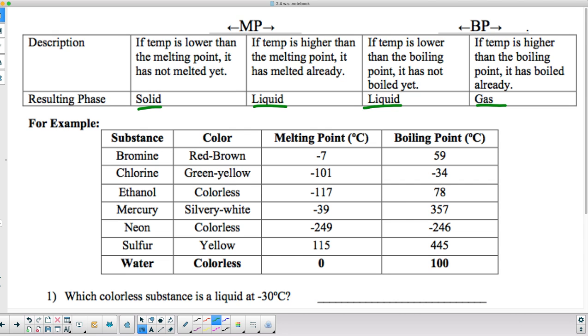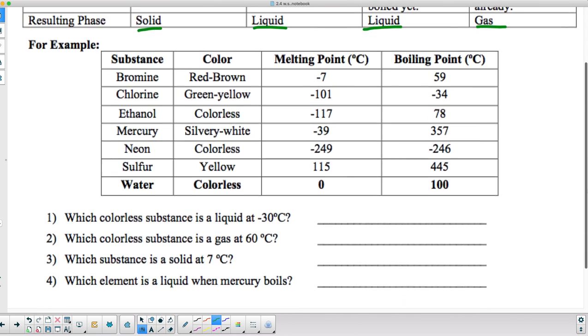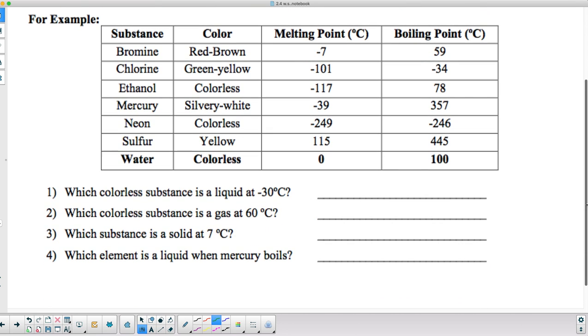So when we look down here, again, I'm not going to do all of them, but I will help you with this. Which colorless substance is a liquid? So we're talking about either ethanol, neon, or water, because those are the three that are colorless. So which colorless substance is a liquid at -30 degrees Celsius? We know that's not water because water at -30 is over here on this side, which means it's a solid.